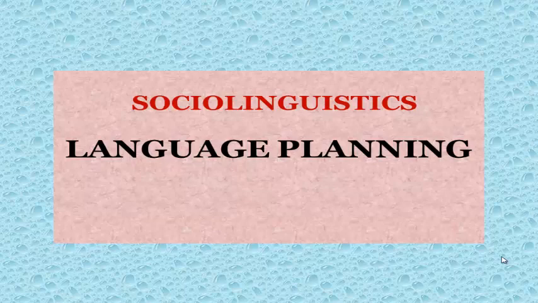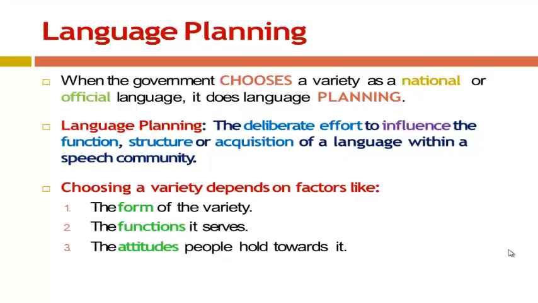So, let's get started. Language planning. When the government chooses a variety as a national or official language, what it does is language planning. Language planning is the deliberate effort to influence the function, structure, or acquisition of a language within a speech community. Choosing a variety depends on three main factors.